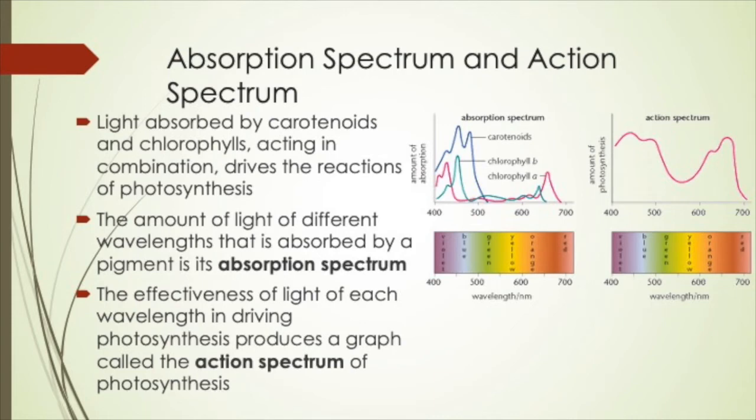Absorption spectrum and action spectrum. If you ever wonder why it's green, this is going to be why. Light absorbed by the carotenoids and chlorophylls, so carotenoids, carrot, meaning orange, and chlorophylls meaning the green, chloro meaning green, phylls meaning leaf. Acting in combination drives the reactions of photosynthesis.